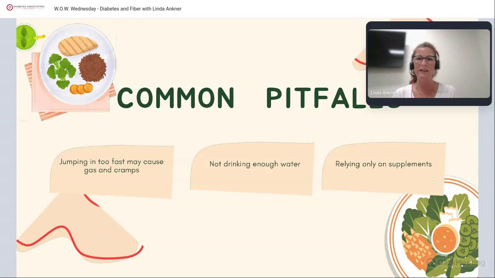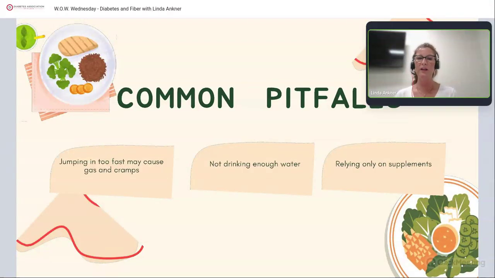Some common pitfalls and some things I just want to caution you on when thinking about increasing fiber is jumping in too fast or too soon or too much can cause that uncomfortable feeling, can cause a lot of gas and cramps and bloating, which may deter people from continuing to increase the fiber. So the way that we combat that, like I mentioned before, is to definitely start slow. So maybe it's just adding a gram or two of fiber per meal each day, and having a total of 5, 6 grams of fiber each day until you build up that tolerance for the fiber. And so you're sure that you're not having those uncomfortable side effects.